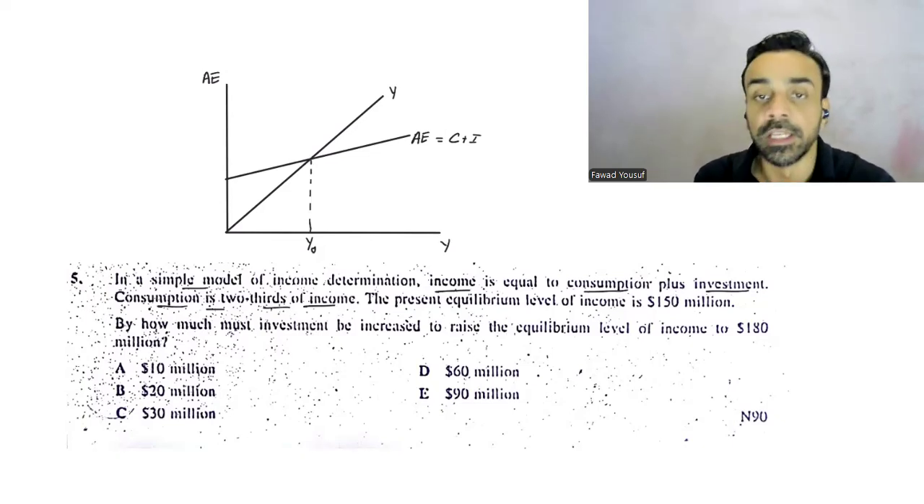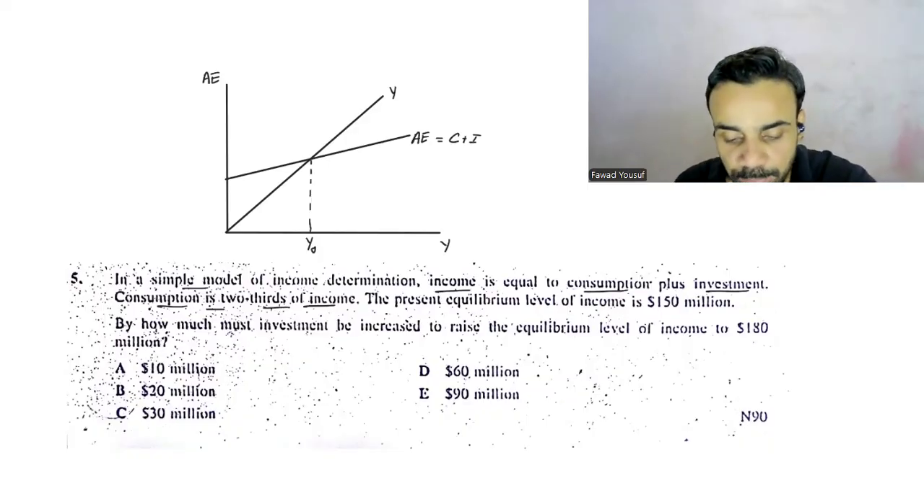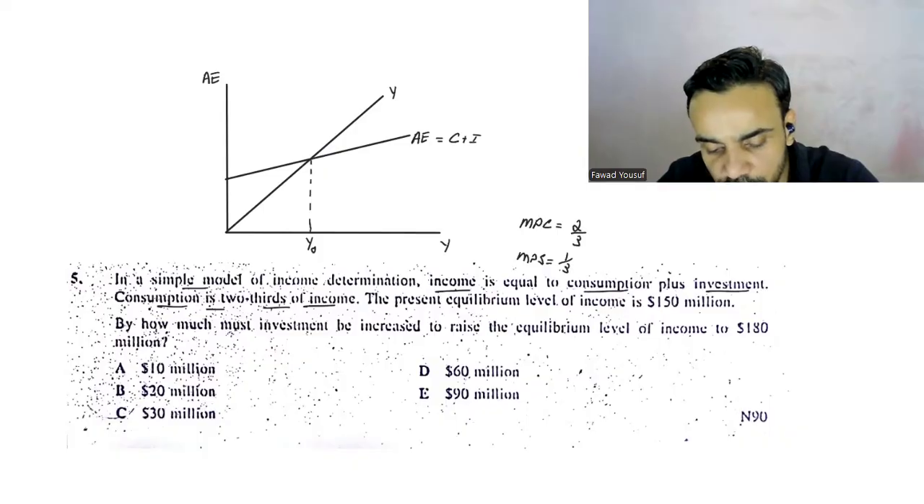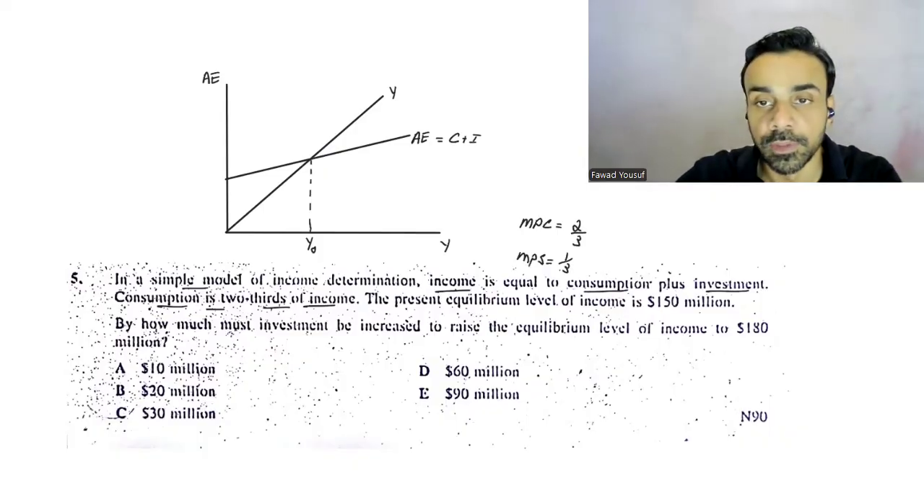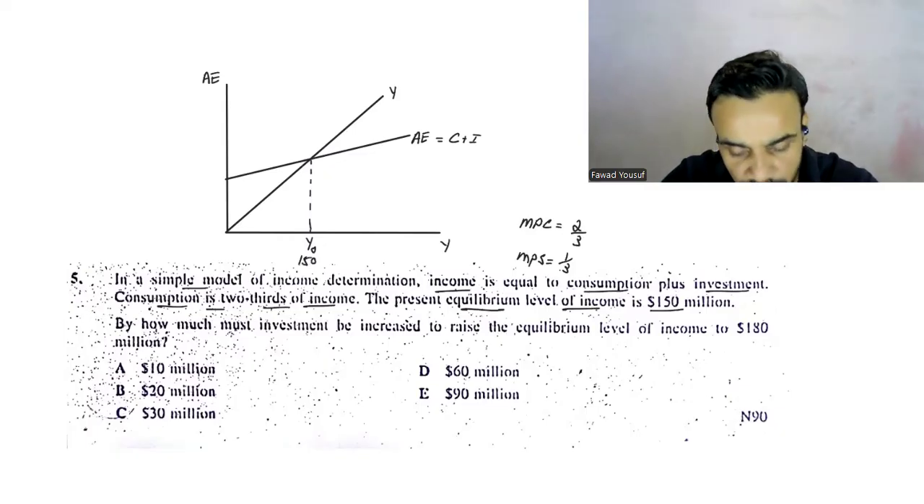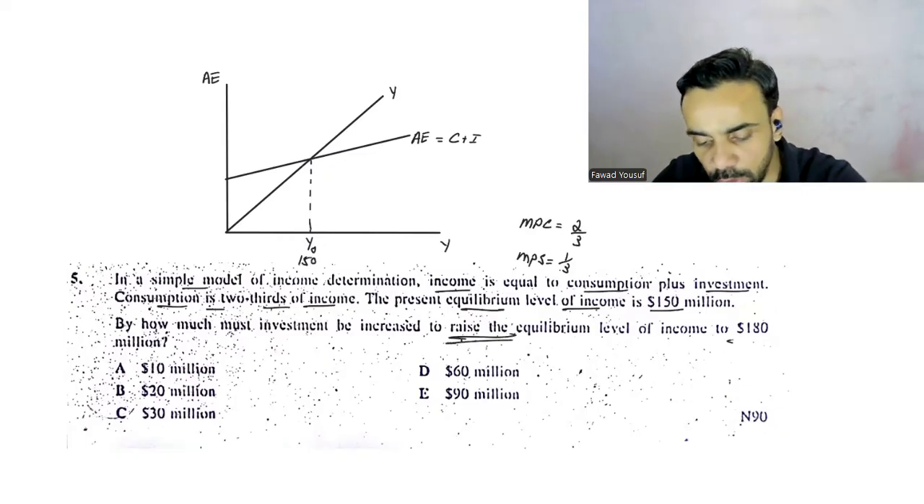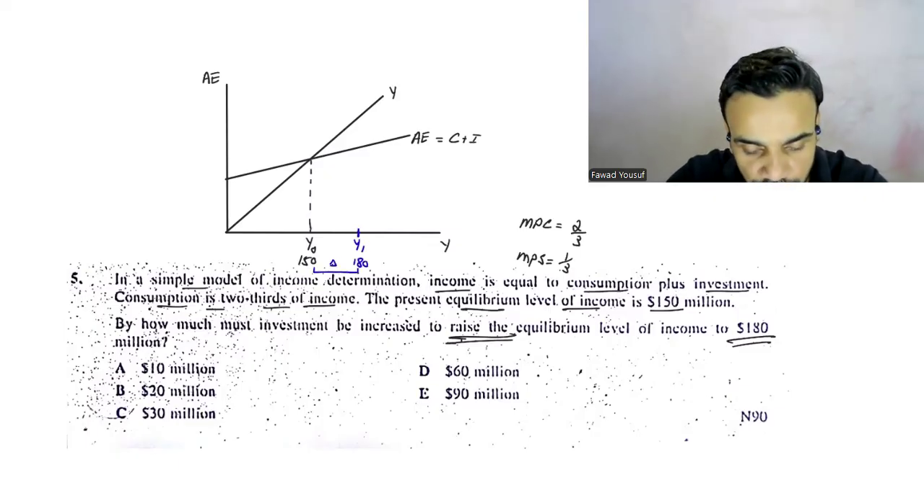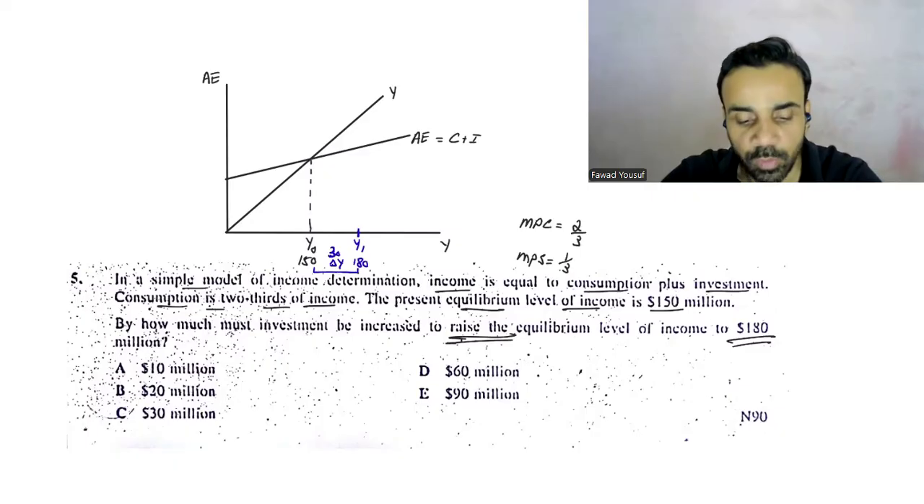They're saying consumption is 2/3 of income. That means your MPC is 2/3 of every dollar. So because it's a two sector, 1/3 is what you save for every dollar. Okay. They're telling us the present equilibrium level is 150, and we want to raise the equilibrium to a higher level, somewhere around 180. That means this is the change we want. 30 का change is what we want.